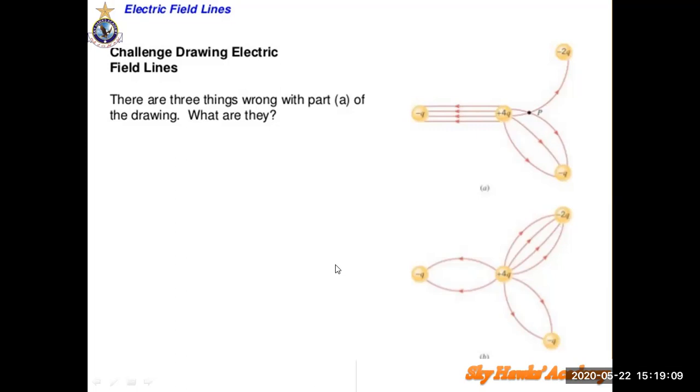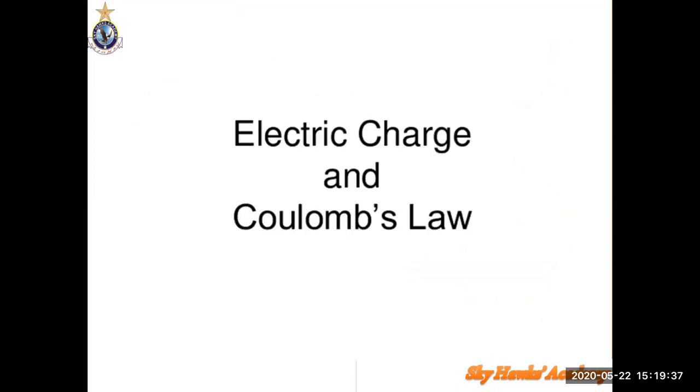There are three things wrong with part A of the drawing. What are they? One is that their arrangement is not correct. The second thing is the number of the electric field lines is not justified. And the one more thing is that they are not properly placed. Diagram B is perfectly all right.